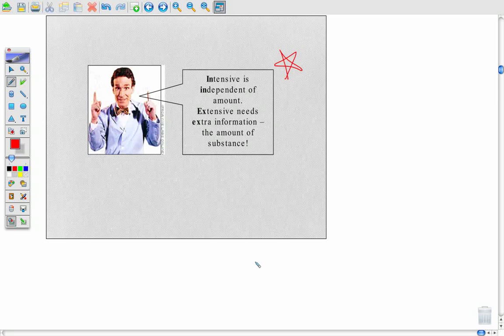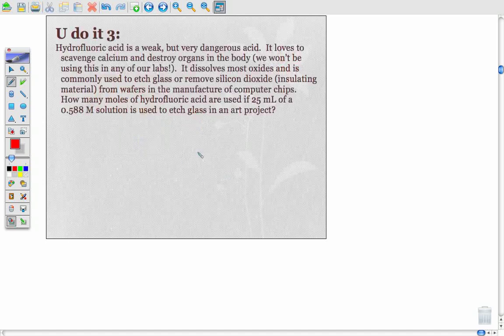This little slide here, and I know you really want me to be showing these videos, but I can't. We just don't have the time, and they're not at the appropriate levels. They're a lot of fun. Go online and look at them. All this is for is to remind you that an intensive property is independent of amount. An extensive property needs extra information, i.e. the amount of the substance. So just a good reminder for you.